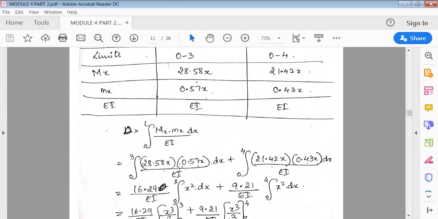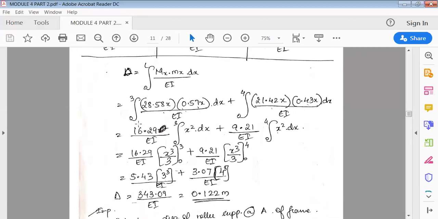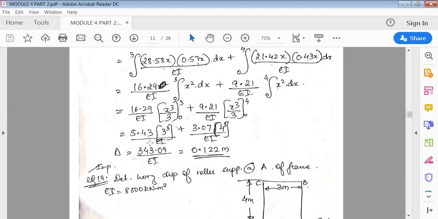simplification. So first write the formula: delta is equal to integral 0 to L of capital Mx into small mx divided by EI into dx. So it is 0 to 3. Capital M into small m, same capital M into small m from this table, multiply. So find common, so it is x square, again multiply this, again x square. So x square becomes x cube, there also becomes x cube. Then substitute the value 3 cube, 4 cube. So then delta is 343 divided by EI.